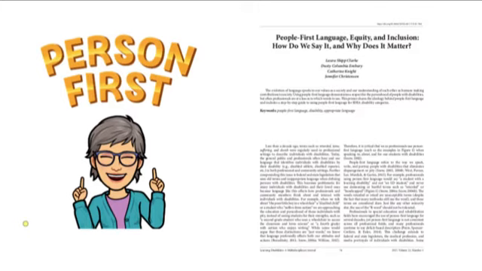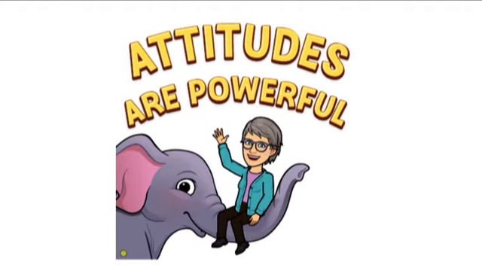We want to remember that person-first language is essential for professionals. When we're describing people with disabilities, it's essential to focus on the person rather than the disability. Examples of person-first language might include a person who uses a wheelchair or a student with autism. Also, attitudes are powerful. Negative stereotypes and cultural beliefs about people with disabilities can impact the way people think and act, and that affects the experiences of people with disabilities in their everyday lives.